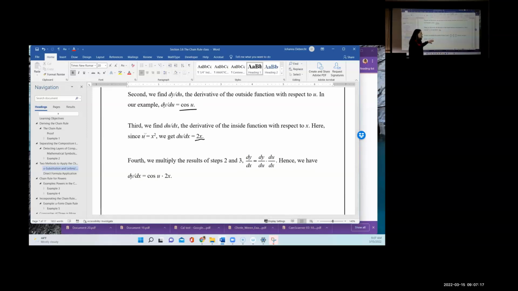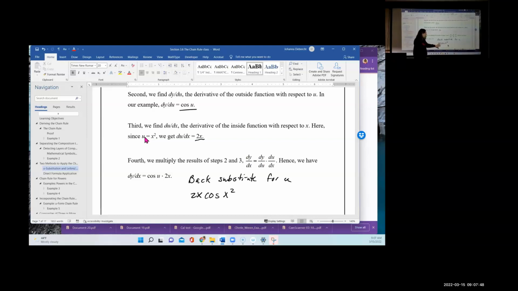And then the last step is to back substitute for what U is. When you back substitute for U, you get that U is X squared. And so your final result is cosine of X squared times 2X. So you get 2X cosine of X squared. Right? And this is the final result.